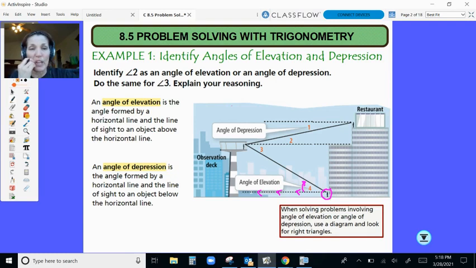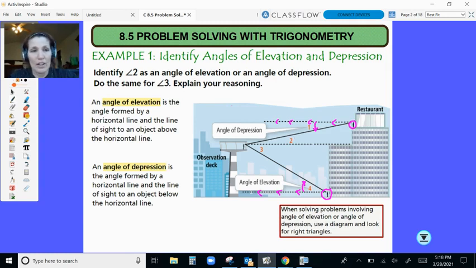So elevation is like going up, right? You're rising something up. An angle of depression, on the other hand, is if I'm this person up here on the top, and at my line of sight, my eyes are looking straight forward, level, horizontally, and I have to cause my eyes to look down towards something. That's an angle of depression. Okay, so we're down, right? That's going down. So it's an angle formed by the horizontal line and the line of sight of an object below.